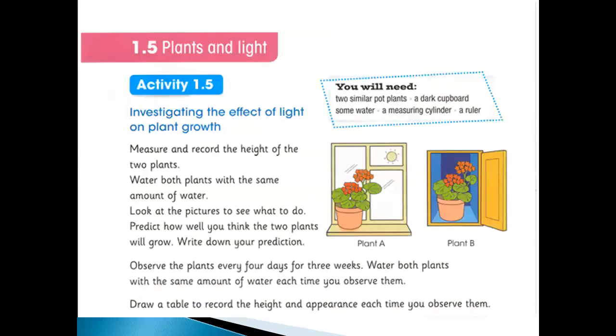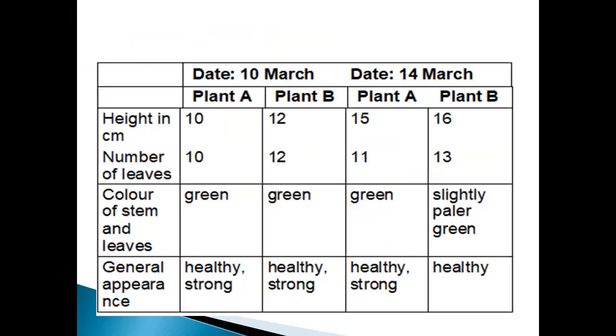So let's start. 1.5 activity: investigating the effect of light on plant growth. Yesterday we did this in the class, and I showed you how to make a table. So plant A and plant B. It shows us the result for 3 weeks: height in centimeter, number of leaves, color of stem and leaves, and their general appearance, healthy, not healthy, strong, healthy. Yesterday we discussed this one.